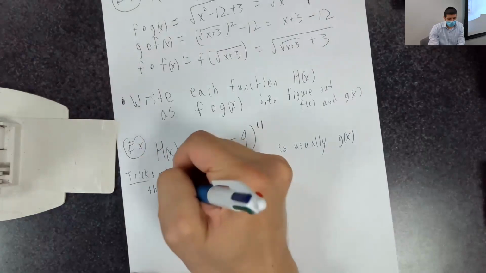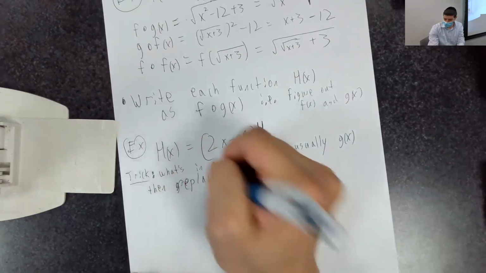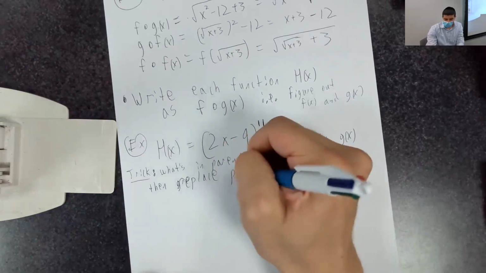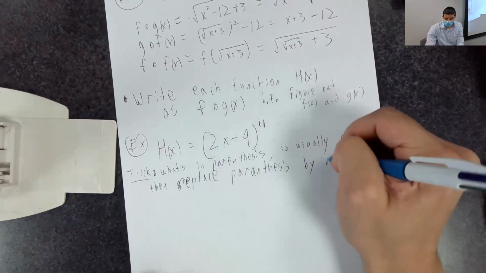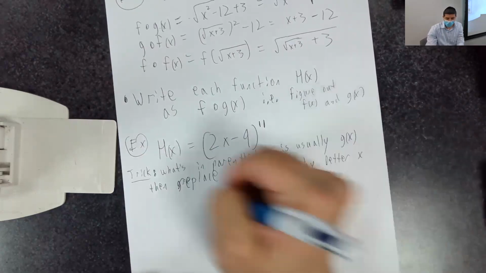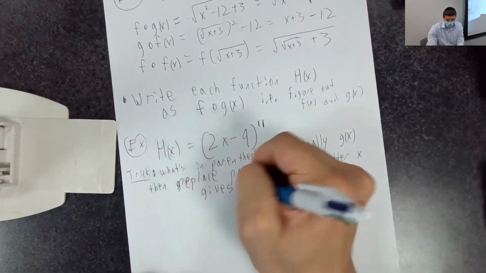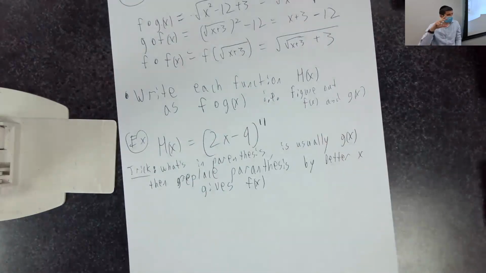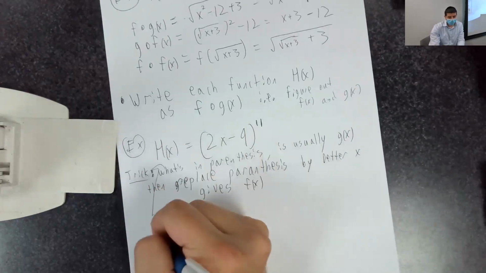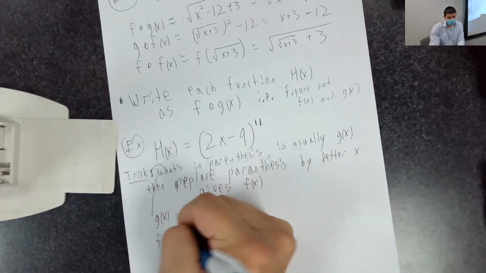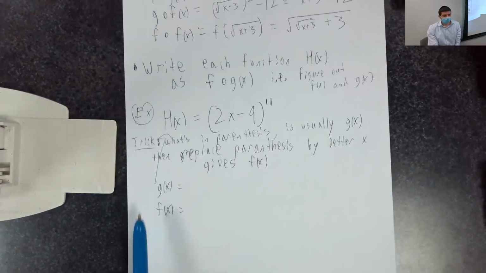Then replace the parentheses by the letter x, and that gives f of x. So to get the outside function, you take the inside, replace it by the letter x, and you're done. So here, you have to compute g of x and f of x. Always start with the inside. The inside is where you want to start. What do you see that's in parentheses?